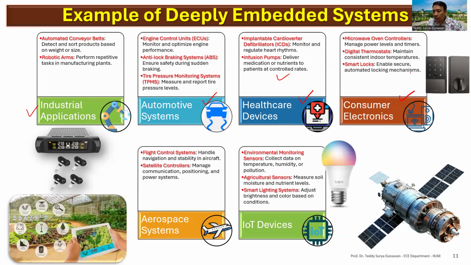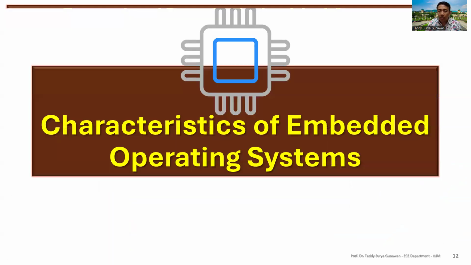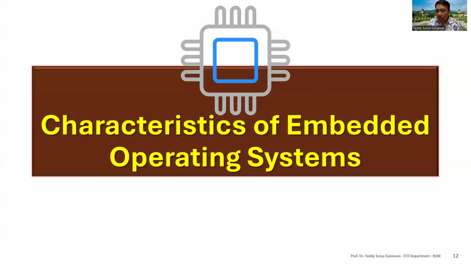And we also have consumer electronics like our microwave, digital thermostat, and smart lock. They are also used in flight control systems and satellite controllers, and in IoT devices for monitoring sensors, agriculture sensors, and smart lighting systems. So you can see it has some software specifically used for embedded systems, and this is the deeply embedded system. Now let's move on to the characteristics of embedded OS.